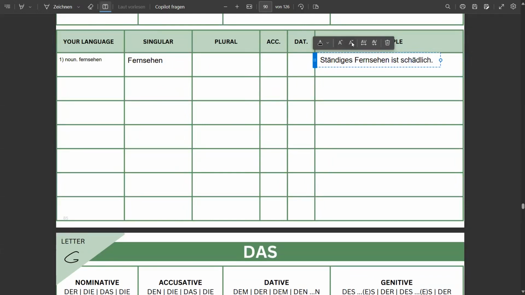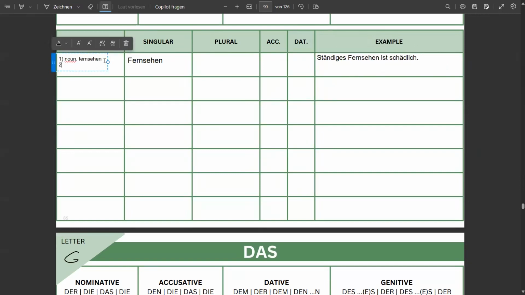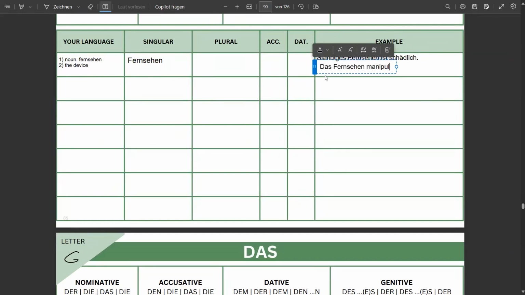Continuously watching TV is harmful. But das Fernsehen can also mean the device. I give you another word in a second, but we can say it like this, so don't be confused. For example, das Fernsehen hier ist often manipuliert uns. The TV is manipulating us. So das Fernsehen here is more of an institution of the device.